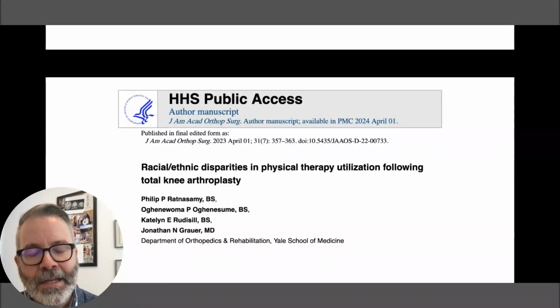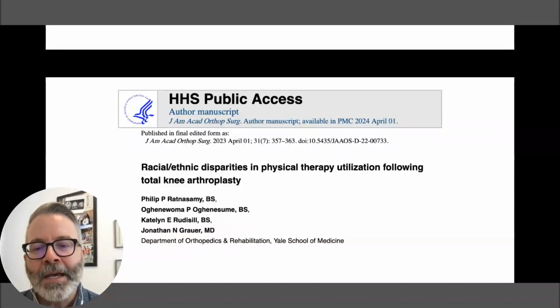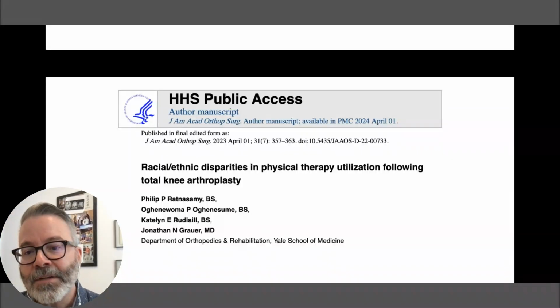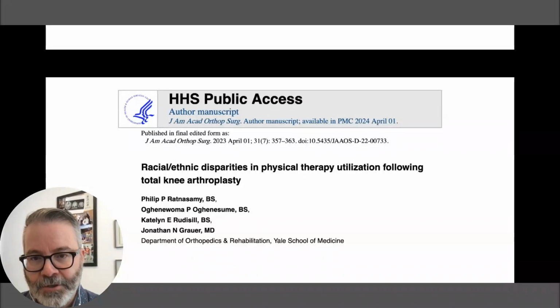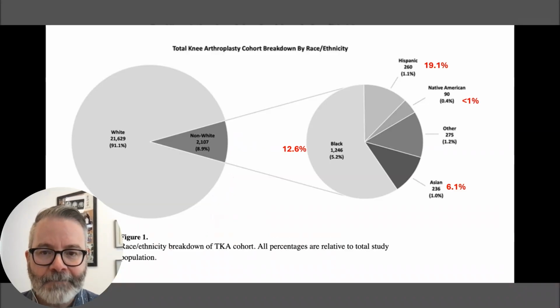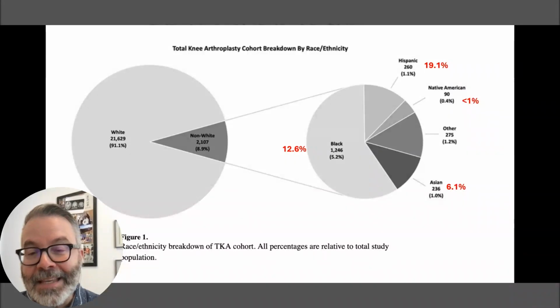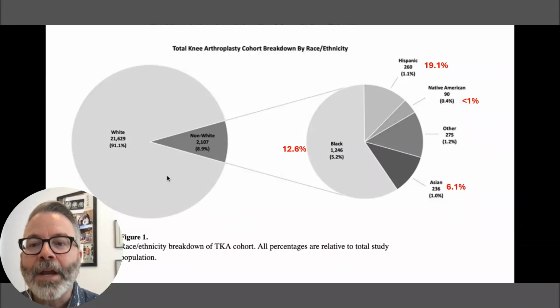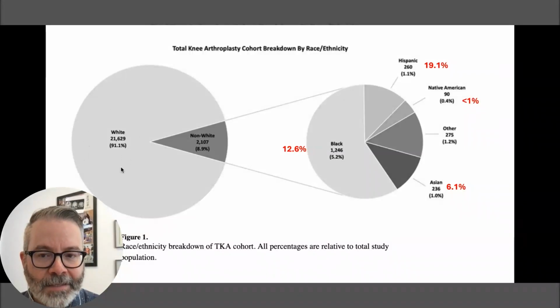In this particular study, published in 2023, we explore the racial and ethnic disparities in physical therapy utilization after a total knee replacement surgery. And I'm citing this as an example of health disparities in PT. In this graph, what you're looking at is the distribution of race and ethnicity of participants in the study. And you can see that the great majority of them, 91%, were white patients.